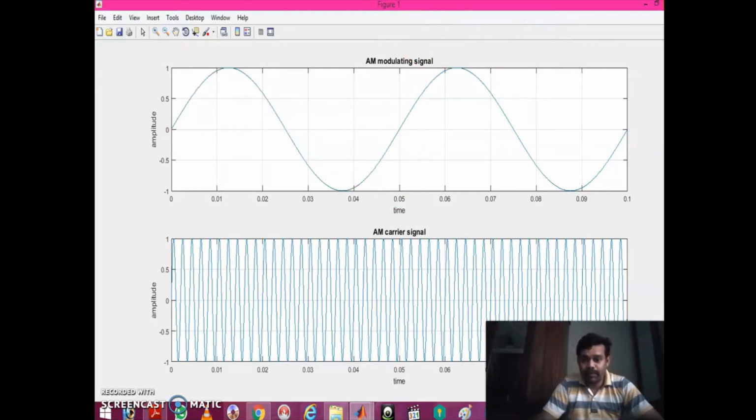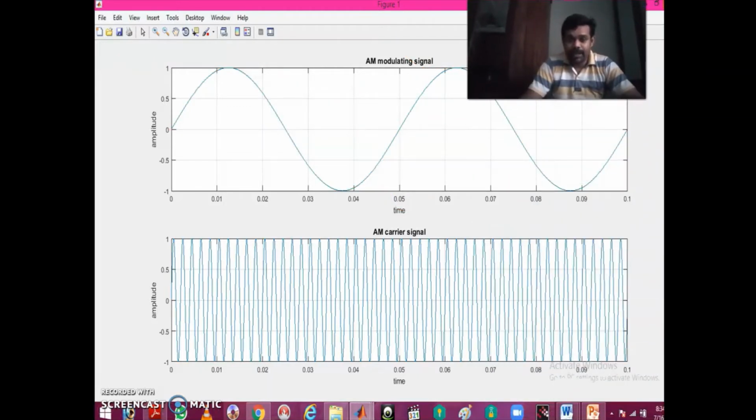Okay. Now we are going for the carrier signal. So for carrier signal, the amplitude is 1 volt, but the frequency is 500. So 1 divided by 500. Okay, 1 divided by 500. So that is your time period. So within 1 divided by 500, you have to draw one cycle. Similarly, you have to repeat. So this is your carrier signal.